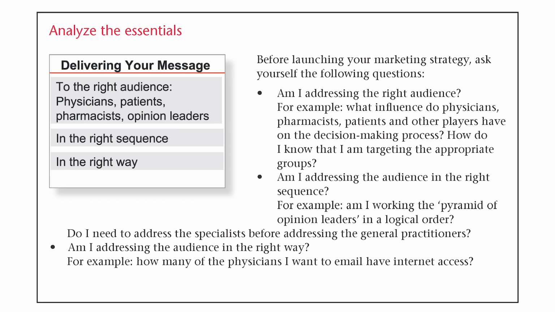Am I addressing the audience in the right sequence? For example, am I working the pyramid of opinion leaders in a logical order? Do I need to address the specialists before addressing the general practitioners? Am I addressing the audience in the right way? For example, how many of the physicians I want to email have internet access?